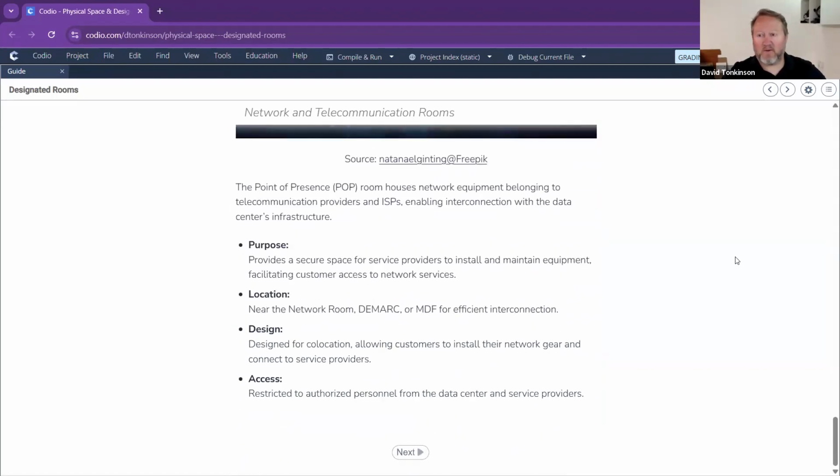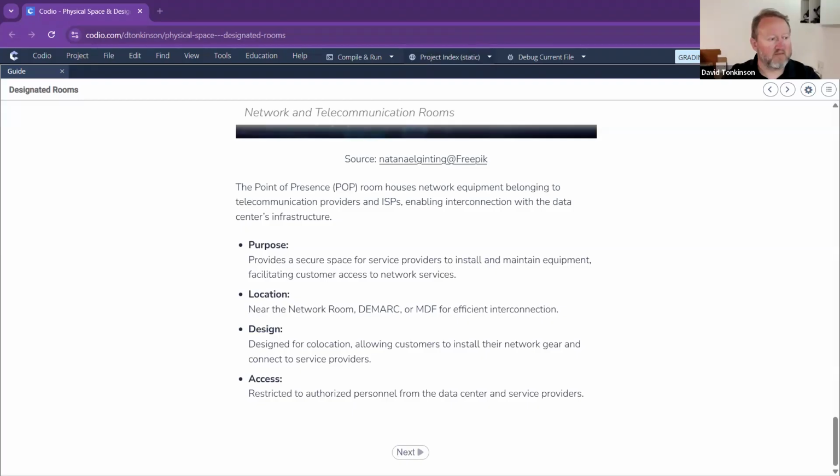Any more questions about the network and telecom communications room before we have a 15-minute break? Sounds great. Let's pop off for a quick 15-minute break then. You can get a pancake, a comfort break, or a banana. Don't know who can cook a pancake in 15 minutes.